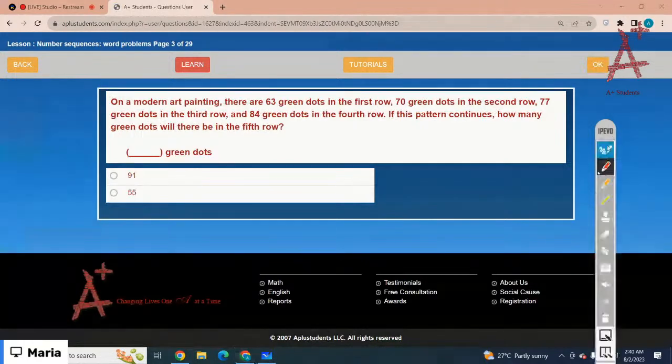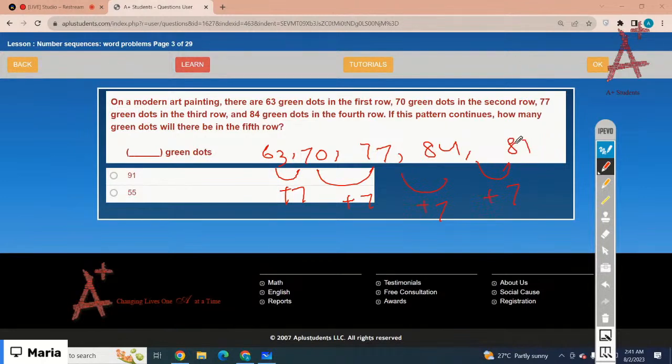Okay, the numbers are 63, 70, 77, 84. So 63 plus 7 is 70, 70 plus 7 is 77, 77 plus 7 is 84. Then for the next one, you have to add 7 again, so that would be 91. Very good. The correct option is 91.